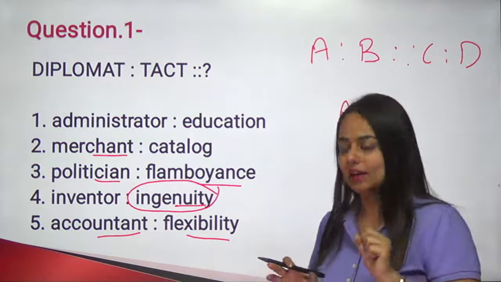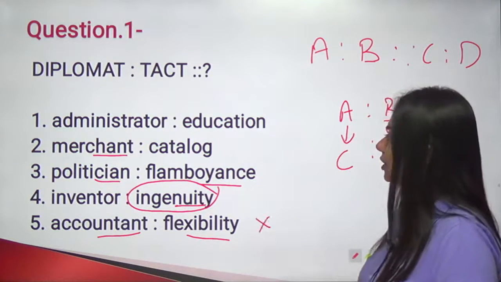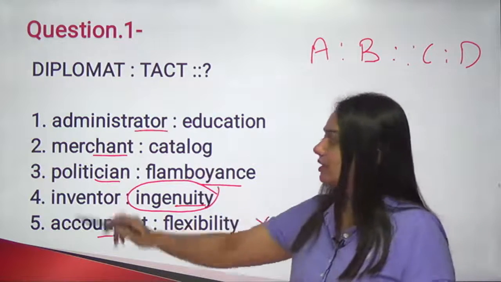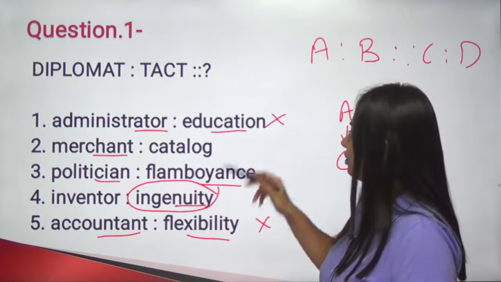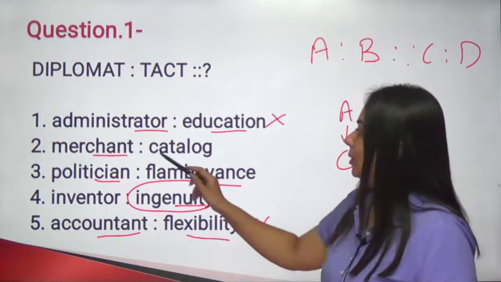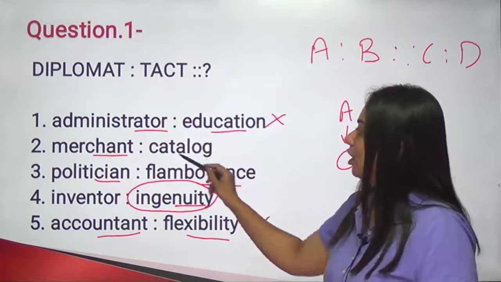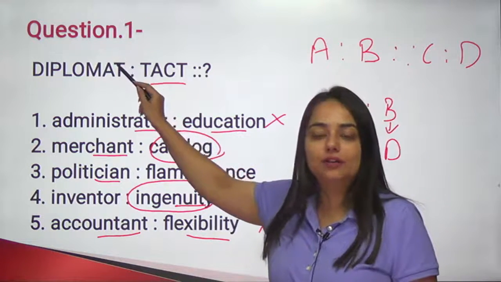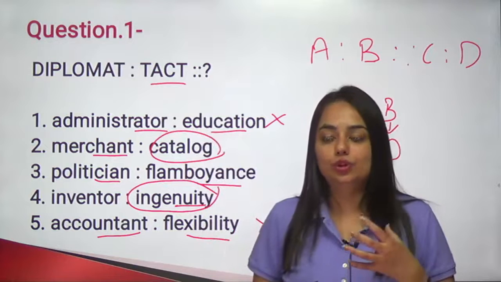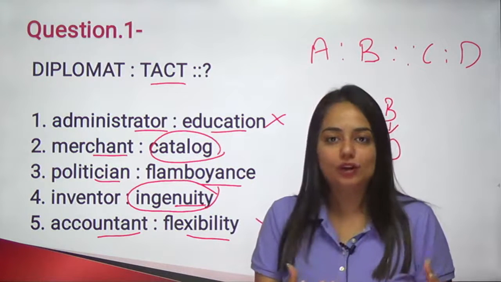The wise guessing thing. This one we have already decoded. Administrators are the managers of things, so it's not just about education. You can easily eliminate this one. Merchant and catalog. Catalog is not a quality. Tact is a quality that diplomats have. Diplomats are people who look after the business and do the dealings for that.